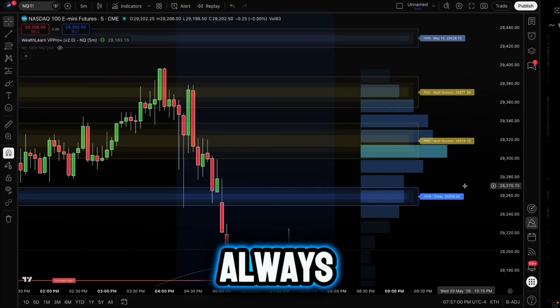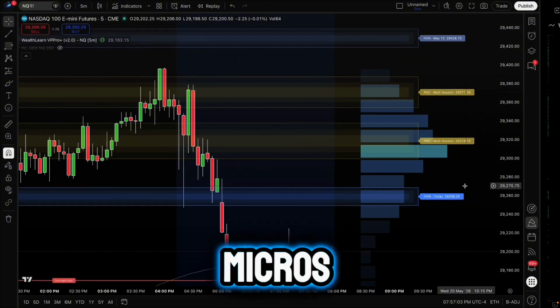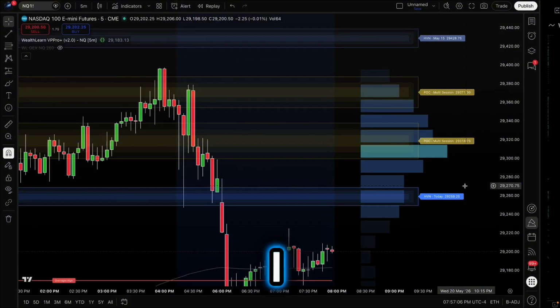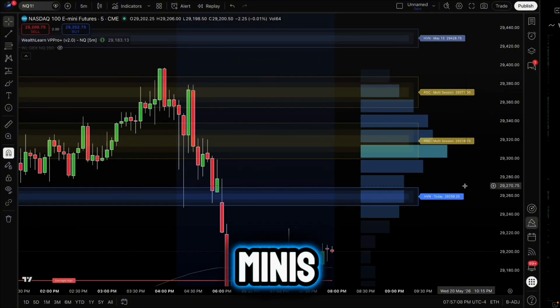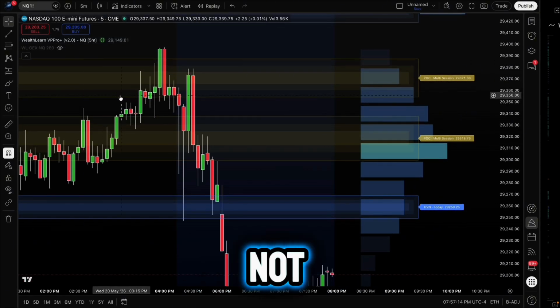And that's why I always recommend, especially even if you have to use micros, right? Scale out when possible. I will more often than not take, even on minis sometimes, up to 3 or 4 positions at the same time if the stop is tight enough. If not, just use 5+ micros.